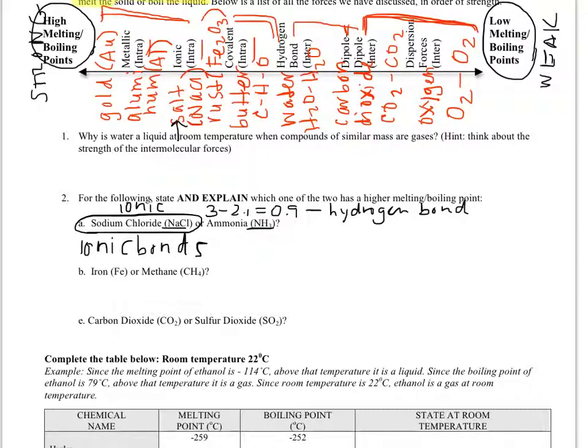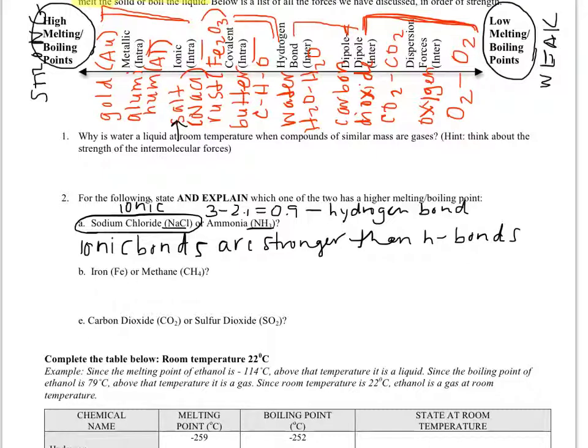I circled sodium chloride. You could write out sodium chloride if you wanted, but I'm going to write out my explanation. Ionic bonds are stronger than hydrogen bonds. So it's going to be harder to break the bonds and either melt or boil this substance. Okay, so you can do a similar thing for part B and randomly part E. I don't know why that's not part C.